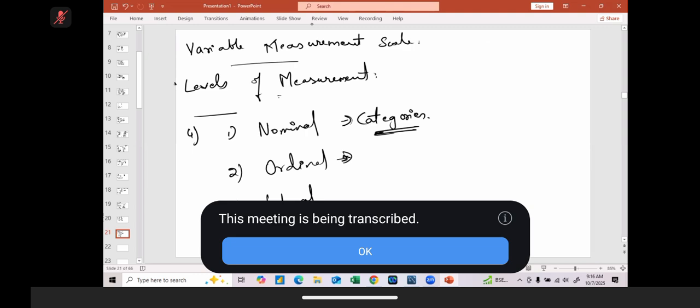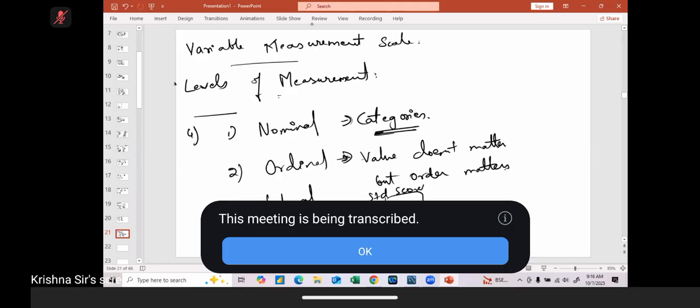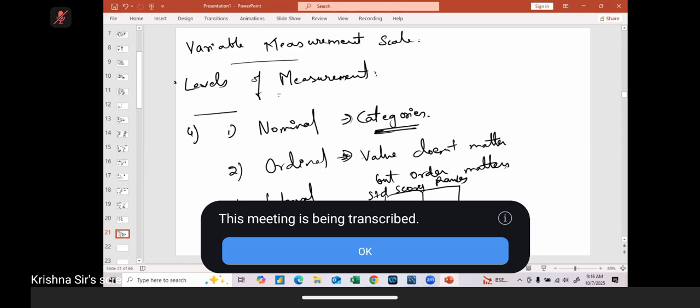Ordinal. For this ordinal, the value doesn't matter, but order matters. Okay. Value is not considered, but the order is considered. For example, see here, we have students. Okay, we have student scores and ranks. Student scores are 90, 80, 95, 100. Okay, 100 first rank, 95 second rank, 90 third rank, and 80 fourth rank.